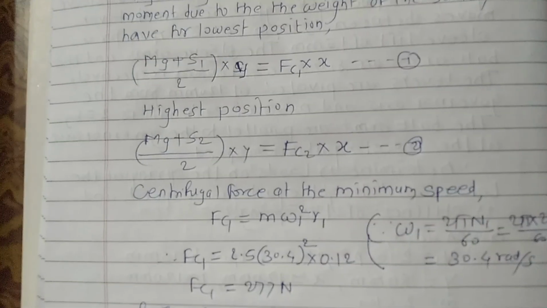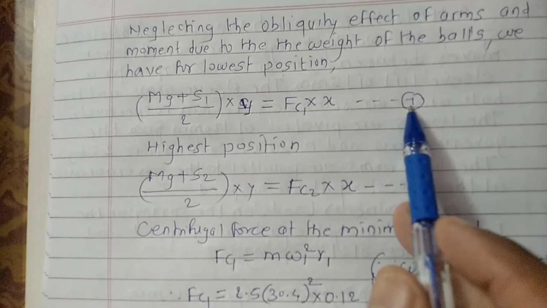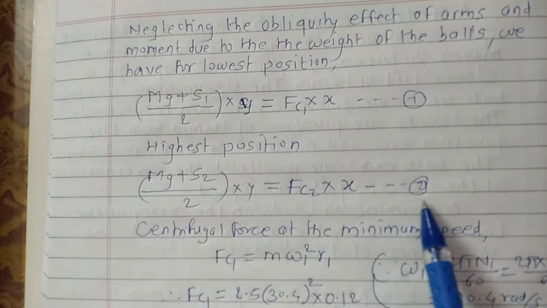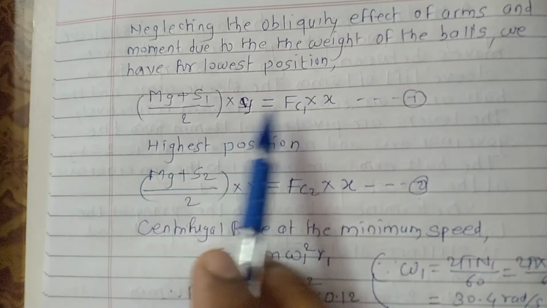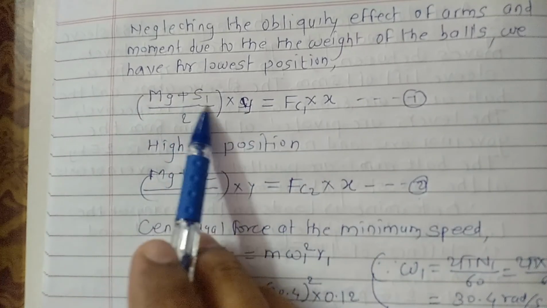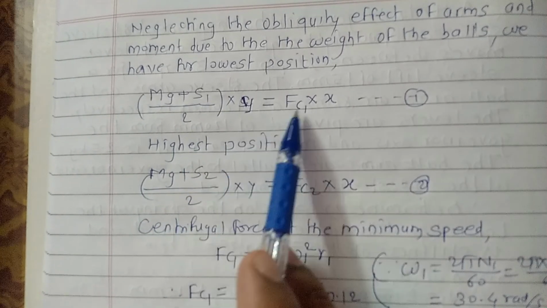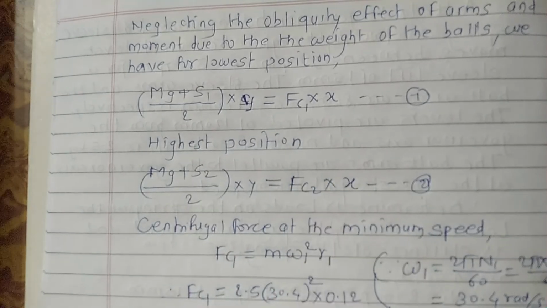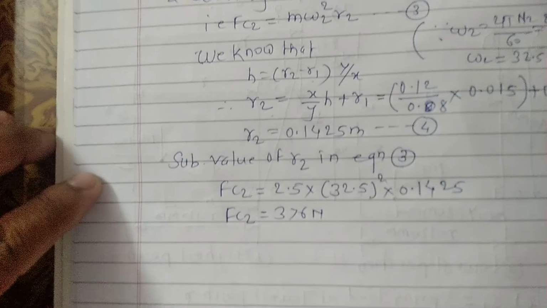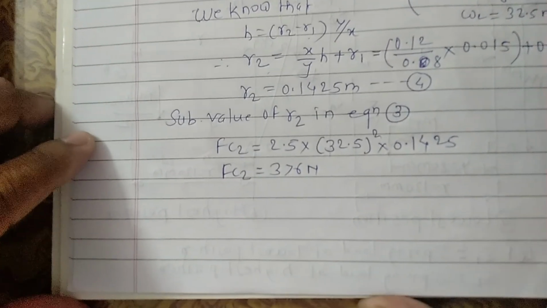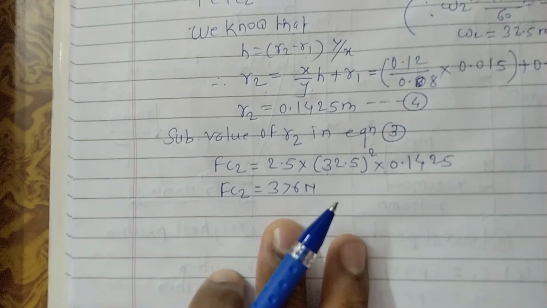Now look towards equation number 1. Here is equation number 1, here is equation number 2. So different terms we know: we know this term, we know this one, we know this. Okay, we can easily get the values of S1 and S2. Substitute the values of FC1 and FC2 in equations 1 and 2 respectively, and get S1 and S2, that is the spring force at the lowest position and the highest position.